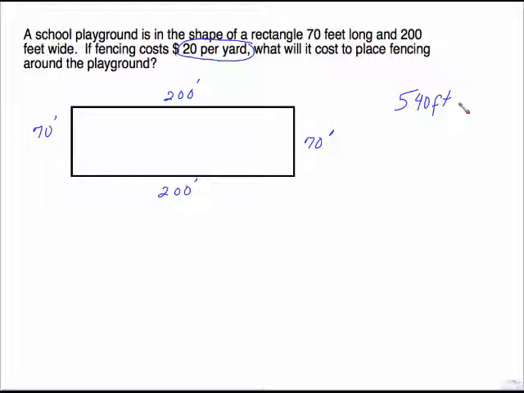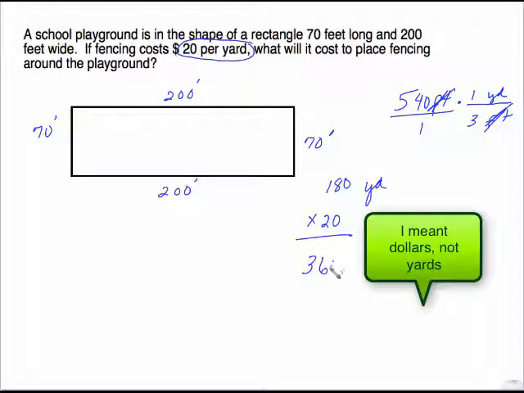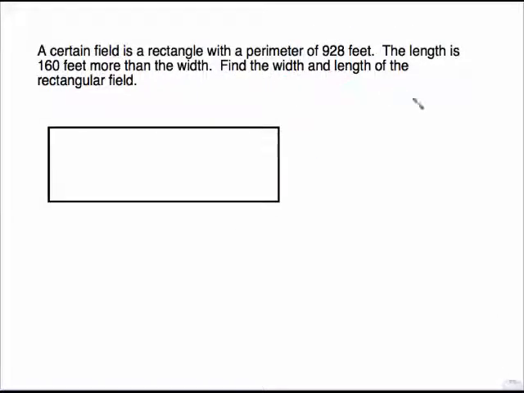Now I'm going to change to yards using our conversion factors like we did before. I need to have feet on the bottom, yards on the top. There are 3 feet in 1 yard. So feet goes away. I'm left with yards. Divide this out, and it's 180 yards. Now I can use the fact that fencing costs $20 per yard and multiply this by $20, and I get $3,600.